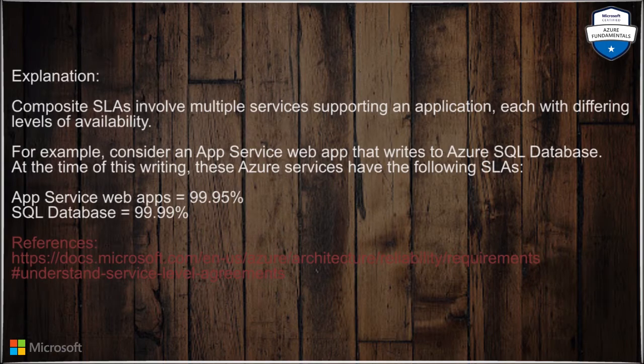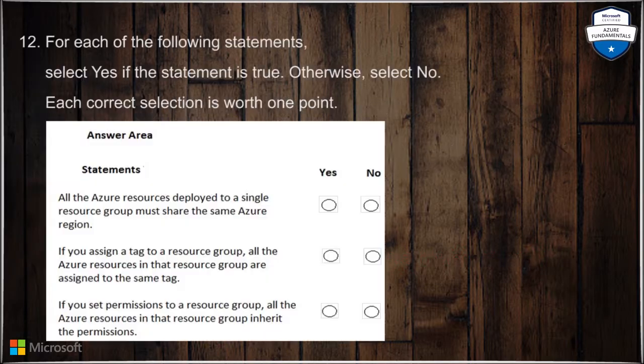Explanation. Composite SLAs involve multiple services supporting an application, each with differing levels of availability. For example, consider an app service web app that writes to Azure SQL database. At the time of this writing, these Azure services have the following SLAs. App service web apps equals 99.95%. SQL database equals 99.99%.